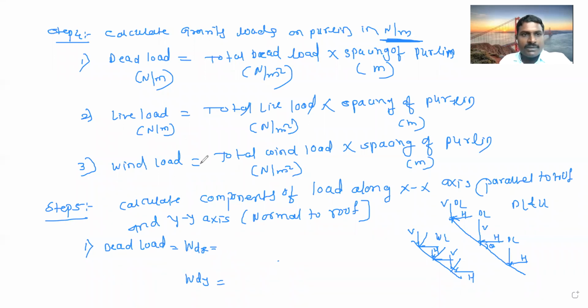Okay. So the load will be WD. If we write, this is the WD, this is the WL, and this is the WW. See everyone, here I have written WD, WL, and WW: dead load, live load, and wind load.